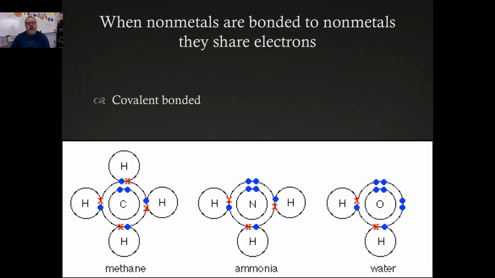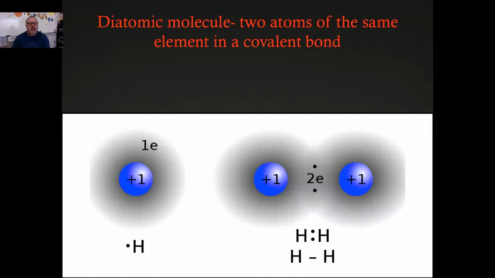When nonmetals are bonded to other nonmetals, they do what's called covalent bonding. So they're sharing electrons. When nonmetals bond with metals, then we call that ionic bonding. And those are different, and we'll get to those in a different chapter. Diatomic molecules are ones that have two atoms of the same element, and they are in a covalent bond, meaning that they are sharing an electron.